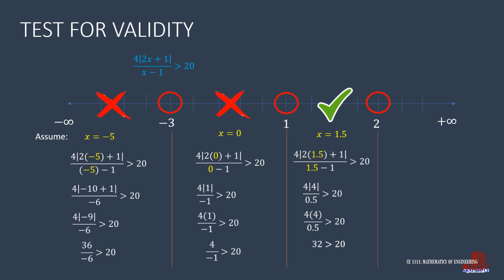The last range is from 2 to positive infinity, and we assume x as 3. The inequation is then 4 times the absolute value of twice of 3 plus 1, all over 3 minus 1. This expression is then simplified as 4 times the absolute value of 7 all over 2. Take out the modulus and still have 4 times 7 divided by 2, which is then 14. 14 is not greater than 20, so this range is not valid again.